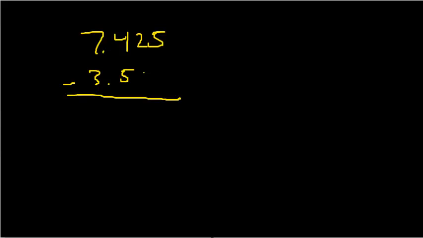In order to subtract, though, I need to fill in zeros here for those place values and subtract. So I have 5, 2, borrow from the 7, 9, 3, and bring down my decimal point. Again, that 3.5 was only precise to the tenths place, so I have to round my answer to the tenths place. This then is 3.9 as my final answer.